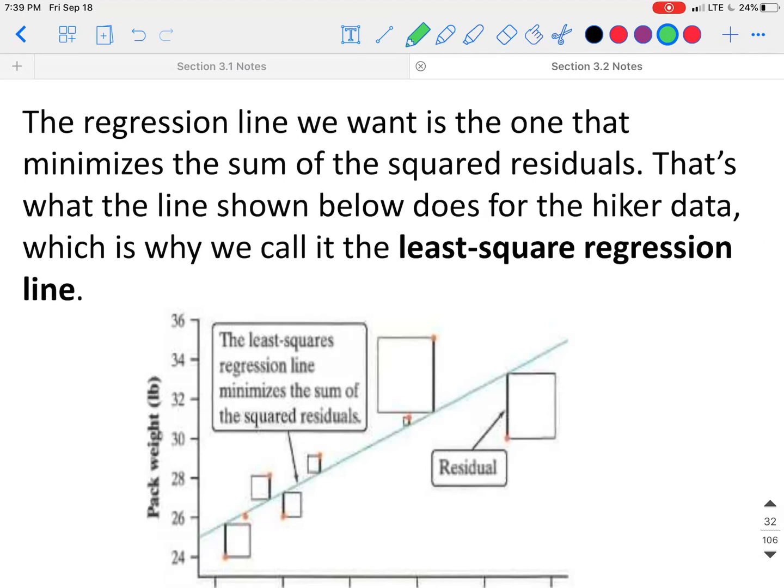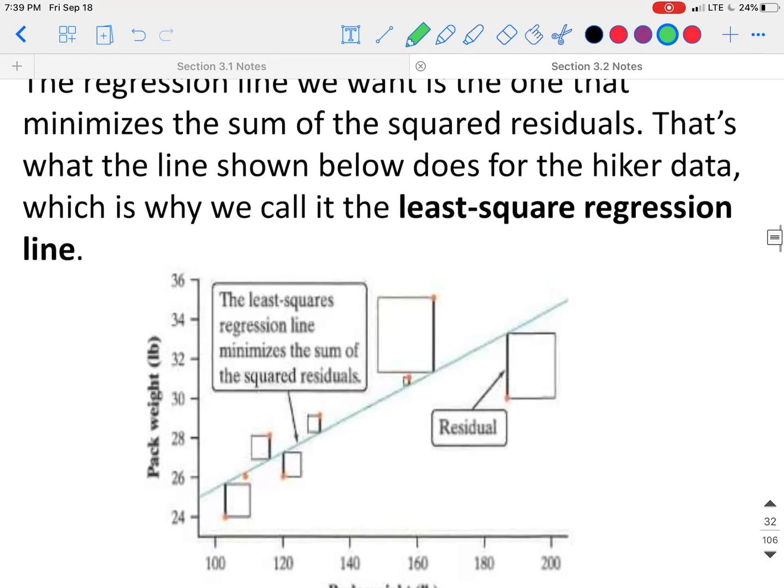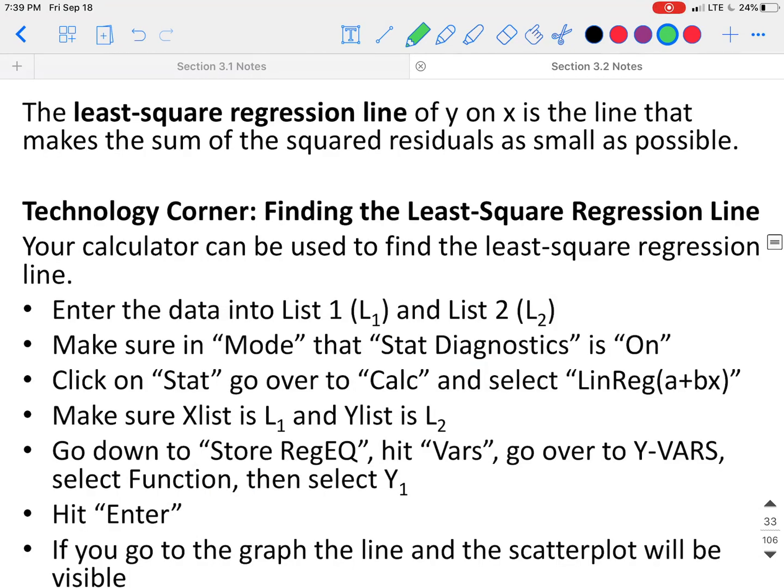The regression line we want is the one that minimizes the sum of the squared residuals, because the residuals are going to be negative and positive, and those are going to cancel out, just like when we were finding standard deviation. So we're going to square the residual amounts as we add them together, and we want this to be as small as we possibly can. That's what the line shown below does for the hiker data, which is why it is called the least squares regression line. The least squares regression line of y on x is the line that makes the sum of the squared residuals as small as possible.